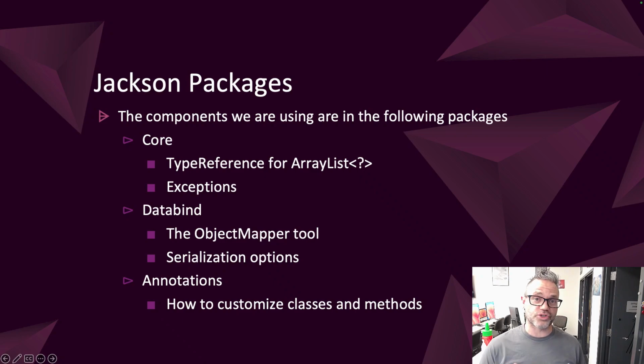The Jackson library has three packages we want to use when we're actually working with this project. We've got three core components we're looking at. We have our core library we're going to use for type reference for array list of some type, and exceptions, of course, because we need to know about those. We have the databind library, which has our ObjectMapper tool. It's a great thing, wonderful to use. And serialization options, so we can actually write code that looks nice. And finally, our annotations library, so we can do some customization of our classes. We'll see some examples of that as we step through this project right here.